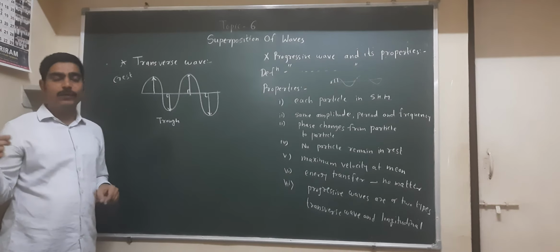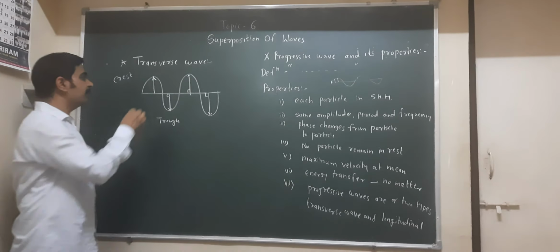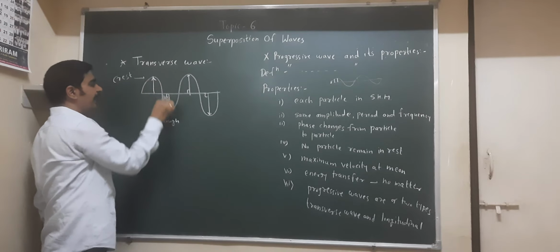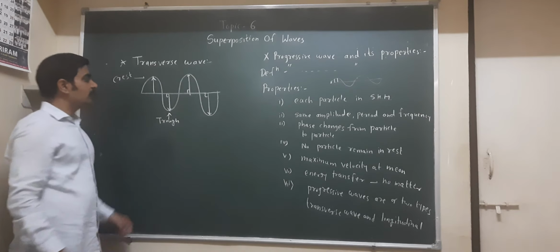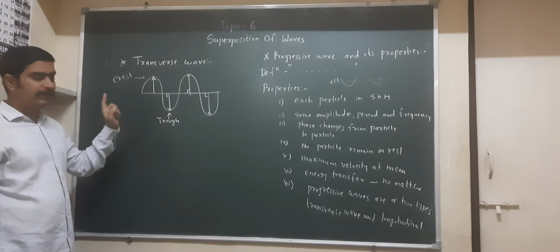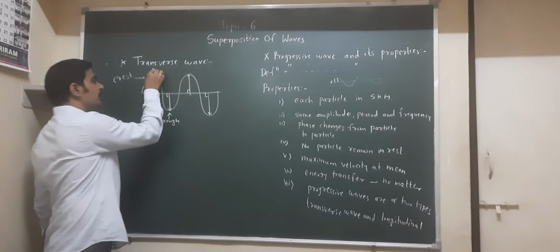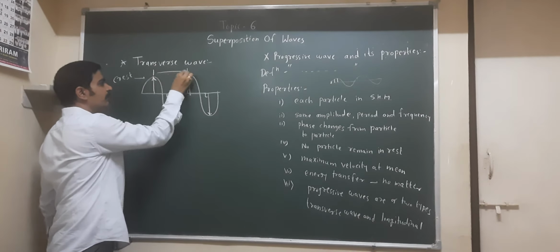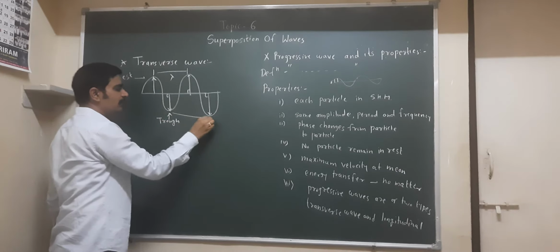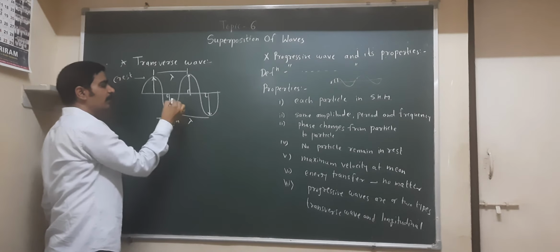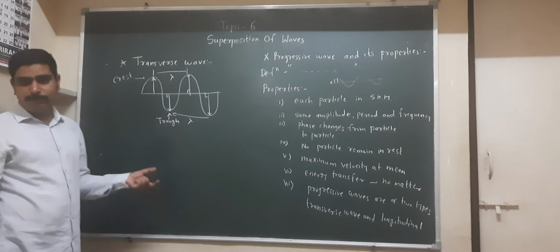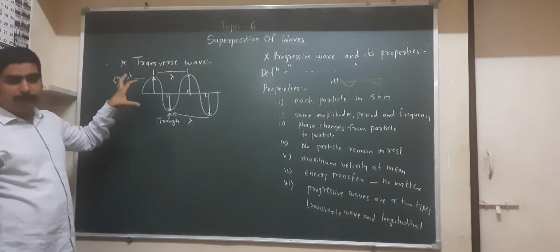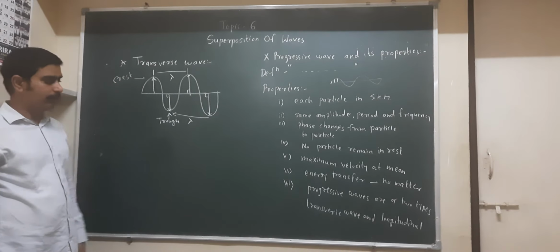When a transverse wave travels through the material medium, the formation of crest and trough takes place. Crest is the uppermost part and trough is the lowest part. The distance between two successive crests or two successive troughs is known as the wavelength and is denoted by the symbol lambda. So this is the information regarding the transverse wave.